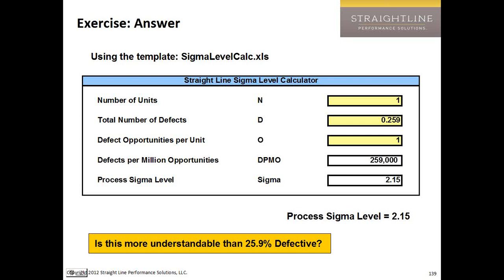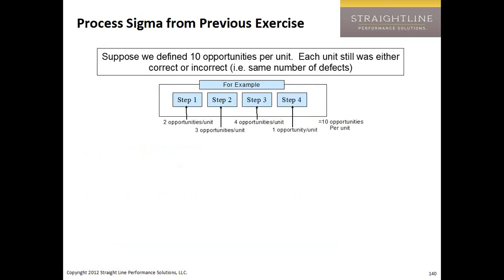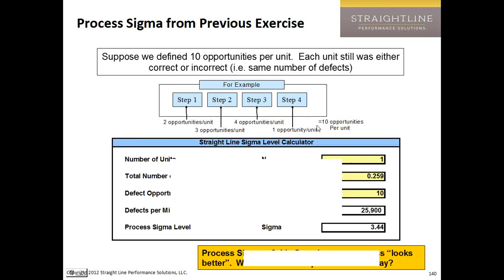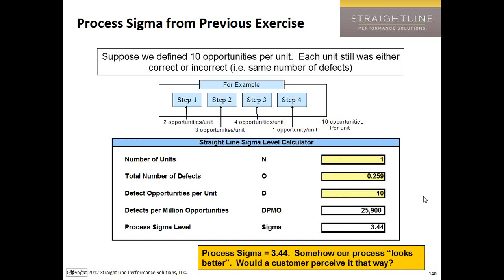So that's basically it. However, I did want to show you one other thing. Suppose instead we define 10 opportunities per unit. And we said, you know what, for this invoice, there's actually 10 different chances we could have for an error. I just want to show you what would happen. Say it was 4 steps in the process. We had 3 before. We added up the number of opportunities per unit, and we still counted it the same way. Well, what would happen?